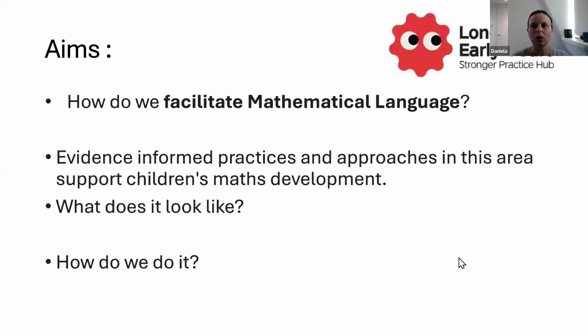I've aimed to put in lots of examples of where this might be happening, how to ensure that we plan for specific mathematical language. We'll look at some evidence. This is an evidence-informed practice, but we will also mention some of the previous ones that we've looked at. And we will keep doing that as we go through with these network meetings each month. What does it look like and how do we do it?